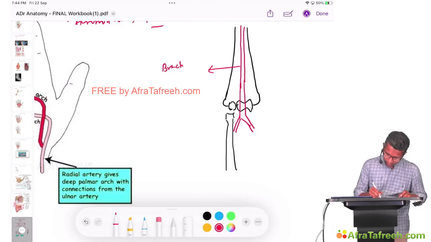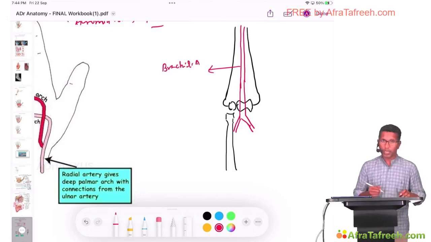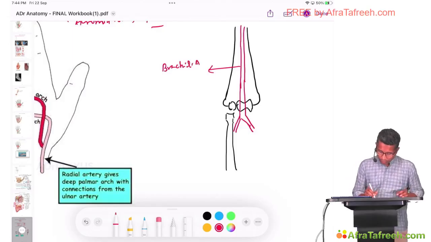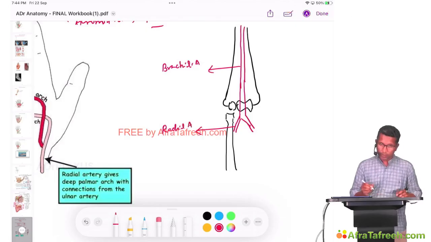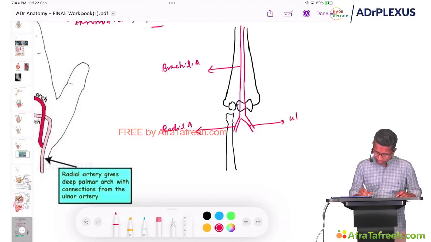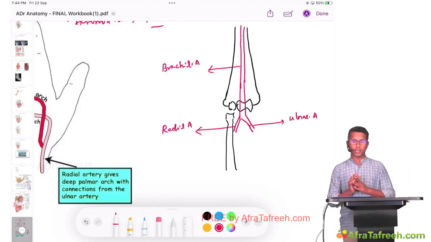This brachial artery divides into two branches at the level of the neck of the radius. This is called the radial artery, and this artery which you see here is called the ulnar artery. Okay, are you clear with this? This is called the ulnar artery.